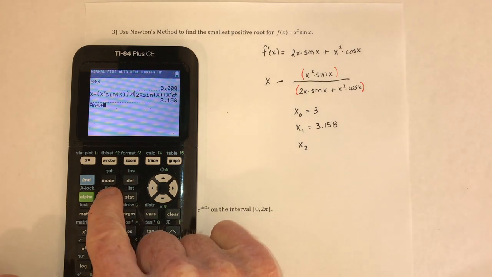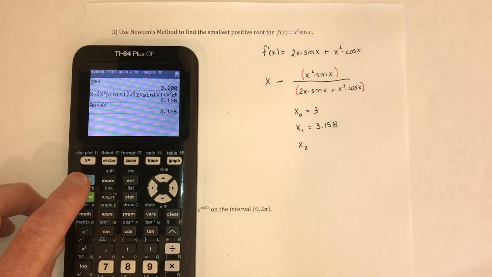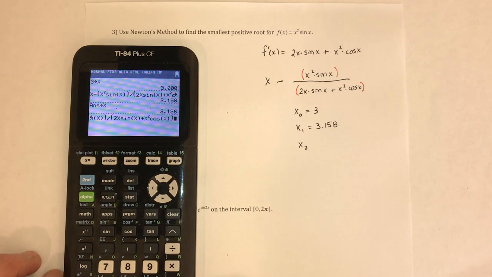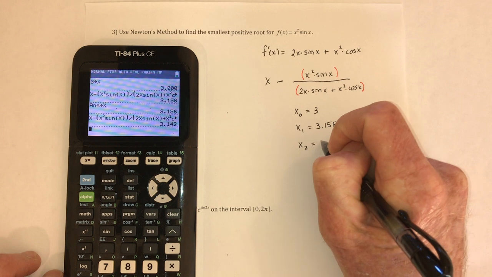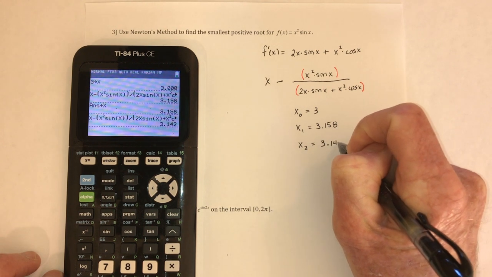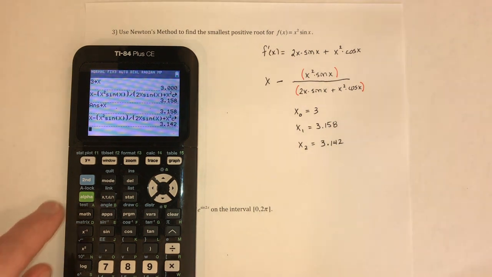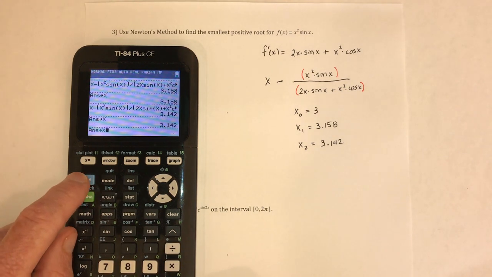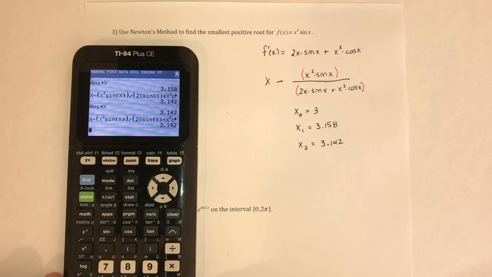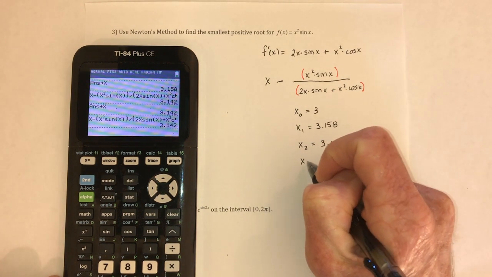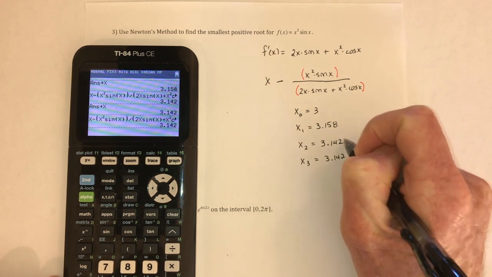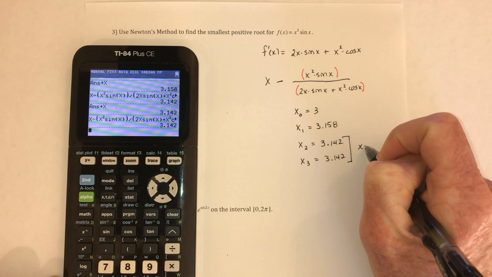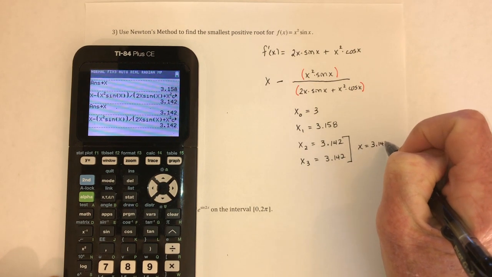Then store that as x, and then hit enter, and it says, actually, I'm thinking the answer is closer to 3.142, which is pretty close to pi. And then, let's see, are we going to get the final answer? 3.142. Good old Newton's method. So once these are the same, we're done. x equals 3.142.